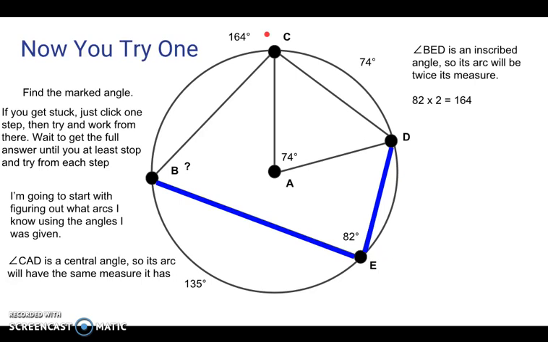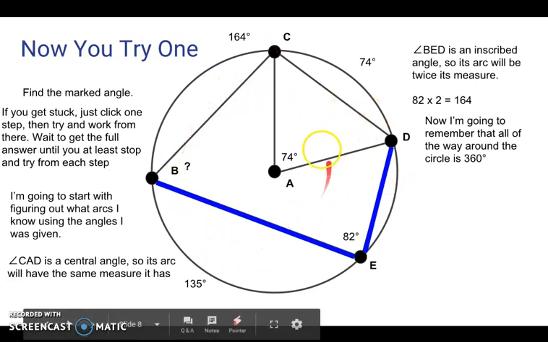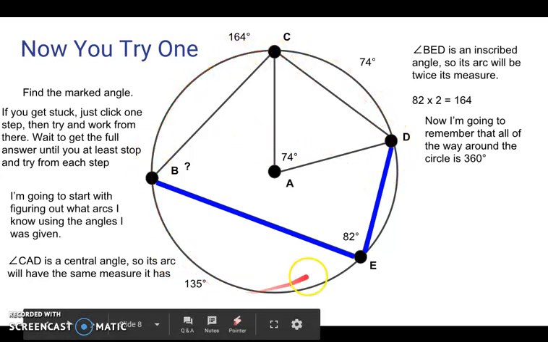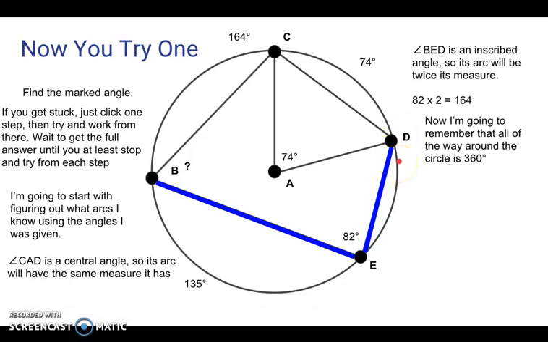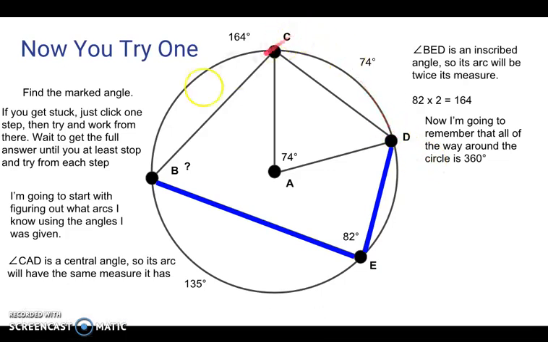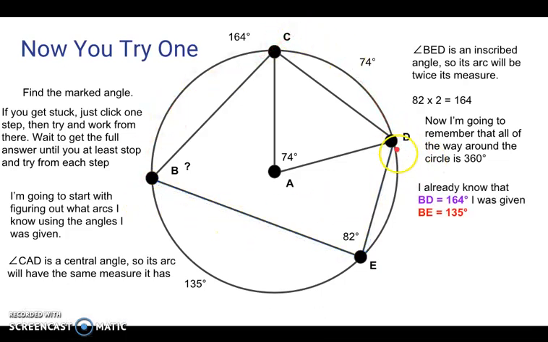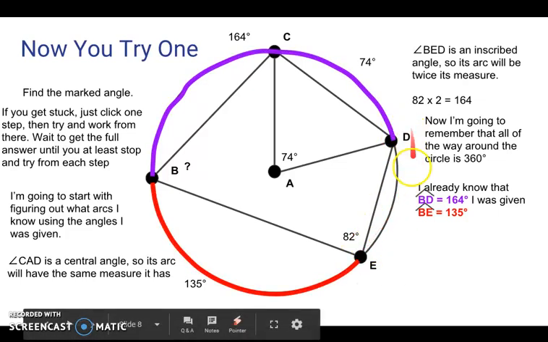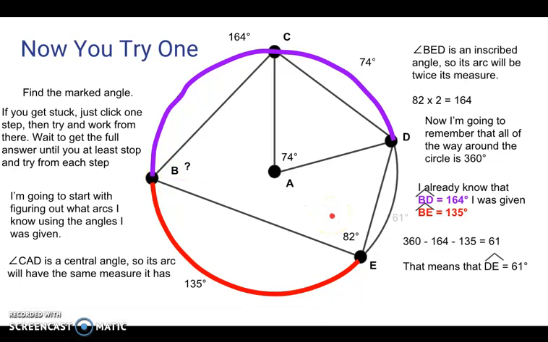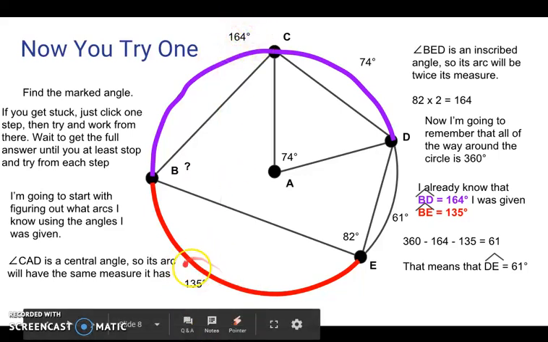Cool. All right. Next step, hey, wait a second. All of the degrees inside the circle add up to be 360. That means all the degrees all the way around the outside add up to be 360 degrees as well. So look at this. I know this arc, and this arc. I guess this 164 is actually this whole arc here. So I bet I could find this DE right here. So 360 minus 164 minus 135. That means this arc right here, DE, is 61.